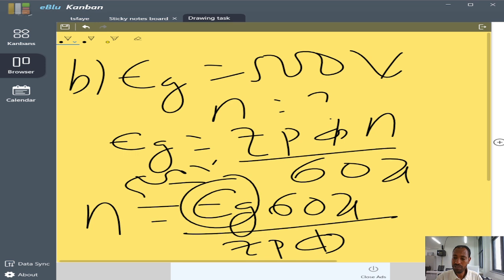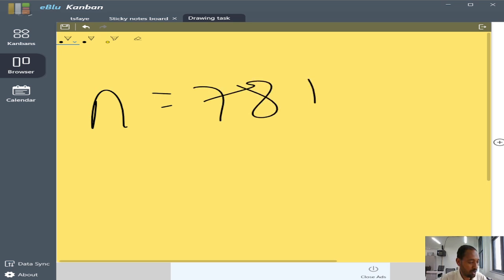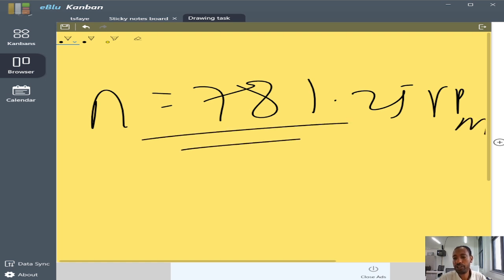And 60 times A, it's a lap winding, A is equal to P, and P is 8. Z, we already know, is 960, and phi is 0.04. Then plug it in and solve, and you will get the result. You can check by yourself. N is going to be 781.25 RPM. You can check it by yourself.